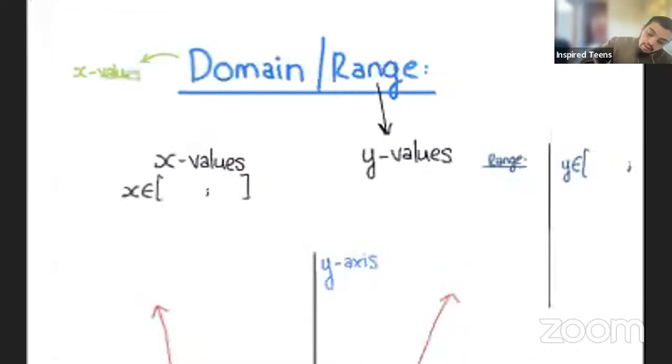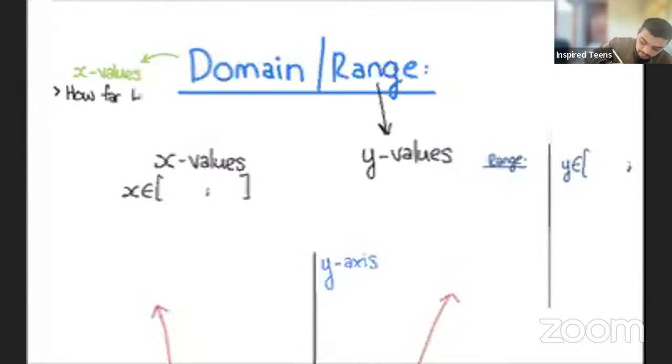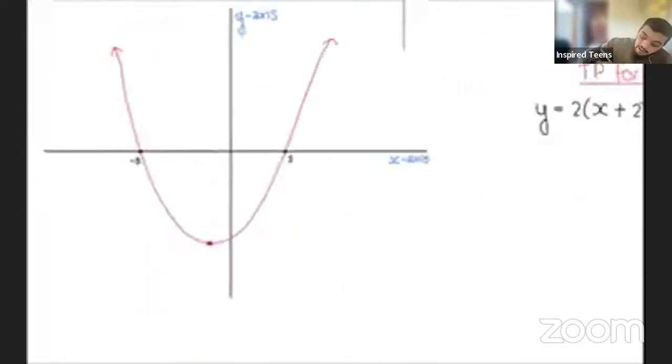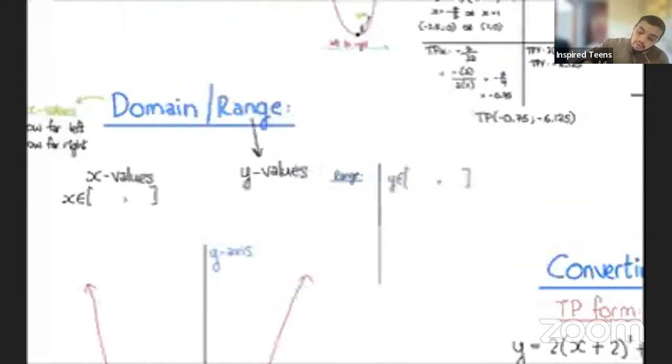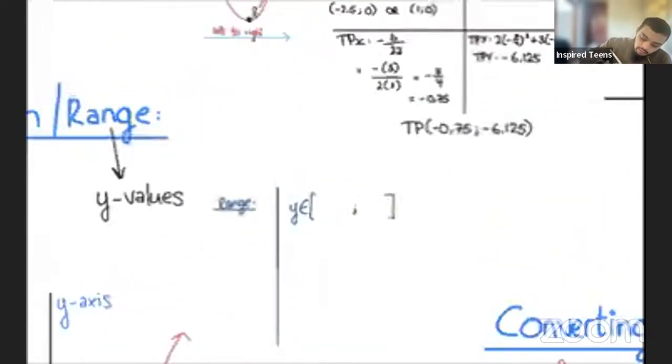When we talk about x values, essentially we should understand we're talking about how far left does the graph go, and also how far right, because that's how x values work on a Cartesian plane. If we look at a Cartesian plane, x values go to the right and they go to the left. So when we talk about domain, we talk about how far left, how far right. Then when we talk about range, we're talking about y values.